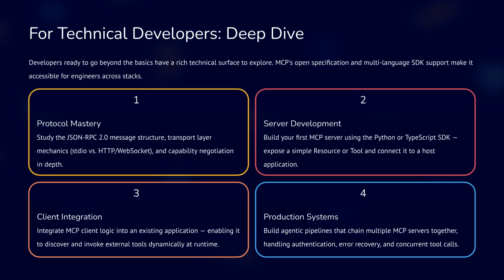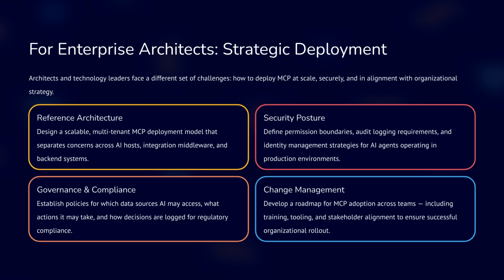Start with protocol mastery, understanding the message structure and transport layer mechanics. Then move to server development, client integration, and finally, deploying production systems with agentic pipelines. For enterprise architects, the focus is on strategic deployment. This involves designing a reference architecture for a scalable multi-tenant deployment, defining your security posture, establishing clear governance and compliance policies, and developing a change management roadmap for organizational adoption.